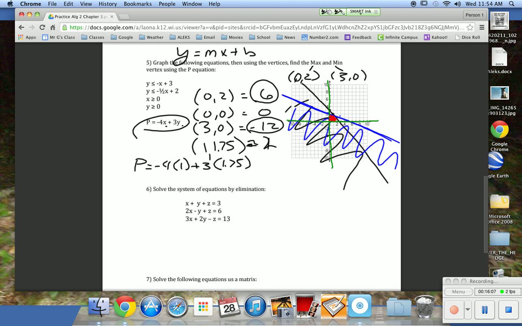Looks like a mess, doesn't it? It is a mess, but that's how we do it. That's how we solve that to be able to determine what our min and max is. So it's a lot of work, but it's doable. It's going to be just like this with different numbers. All right.